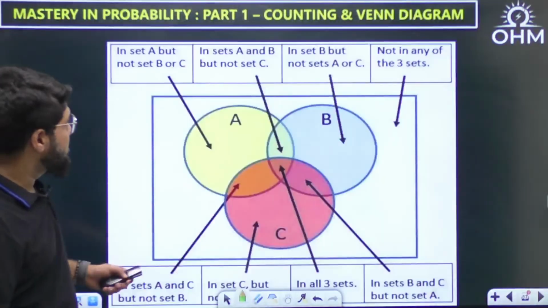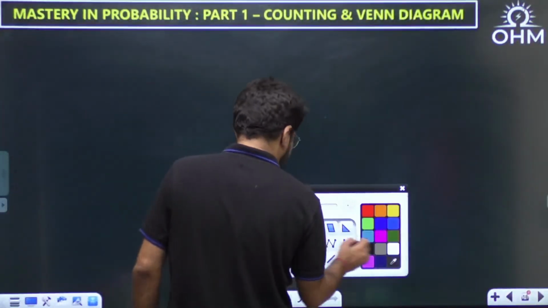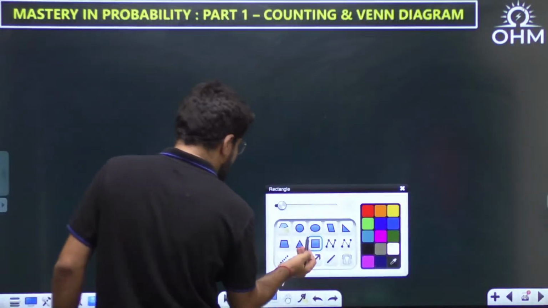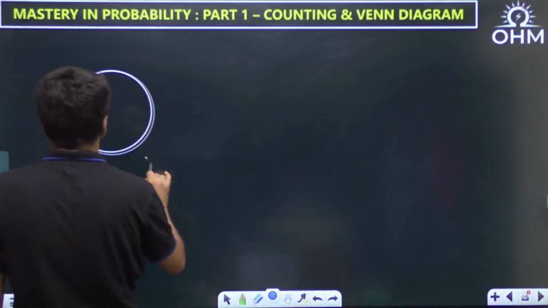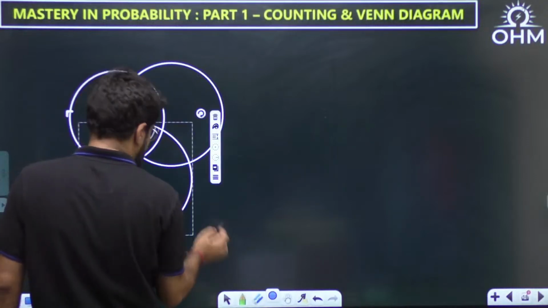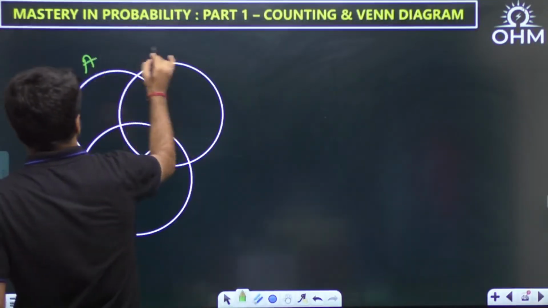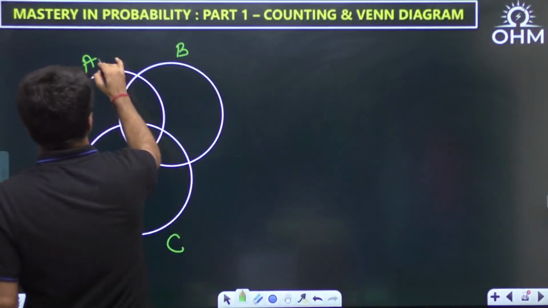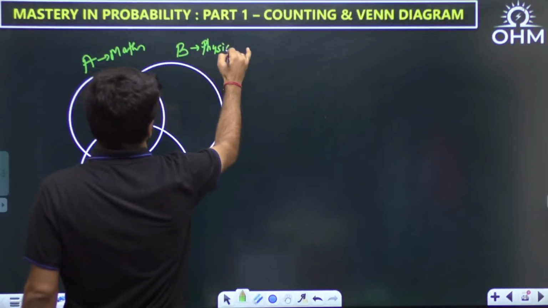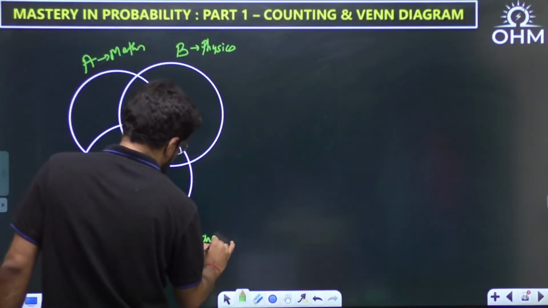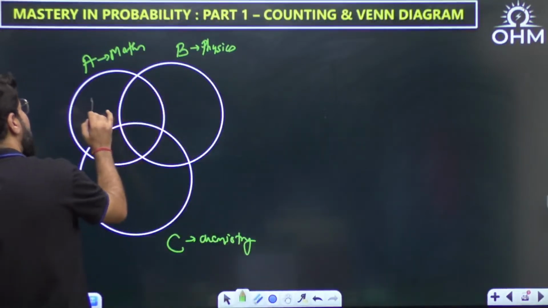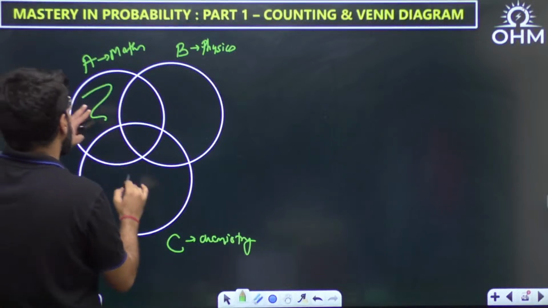See, first of all, there are 3 events. So let me make this simple Venn diagram. Let's only take the circles, belonging to A, B, C, or we can call them maths, physics and chemistry. A belongs to maths, B to physics, C to chemistry. Now, as I told you, there are several portions. When I am here, that means I am only in A but not B, not C.